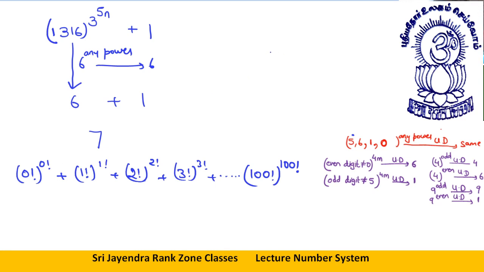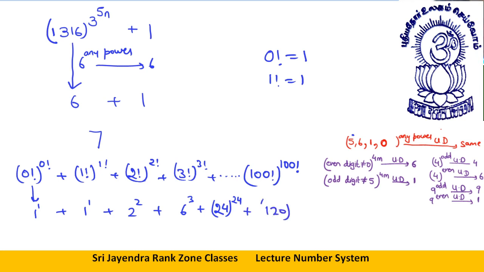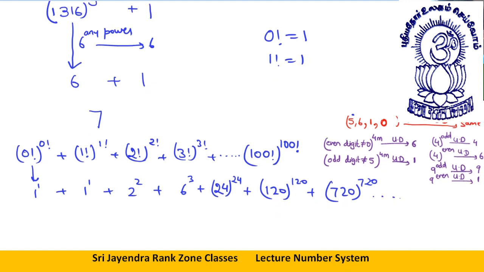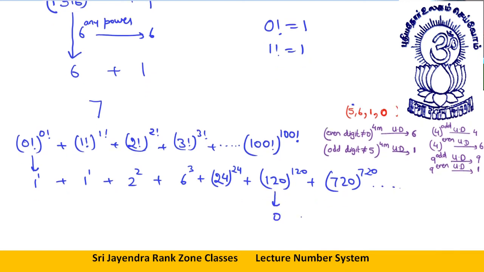Remember, dear students, 0 factorial is 1, 1 factorial is also 1. You will get 1 raised to power 1, again 1 raised to power 1, 2 raised to power 2, 3 factorial is 6, 6 raised to power 3, 4 factorial is 24 raised to power 24. Then 5 factorial will be 120 raised to the power 120. From here onwards, what will happen? There will be too many zeros now. You don't need to take this into account. From here you will get a 0, and 0 raised to any power will give me a 0.